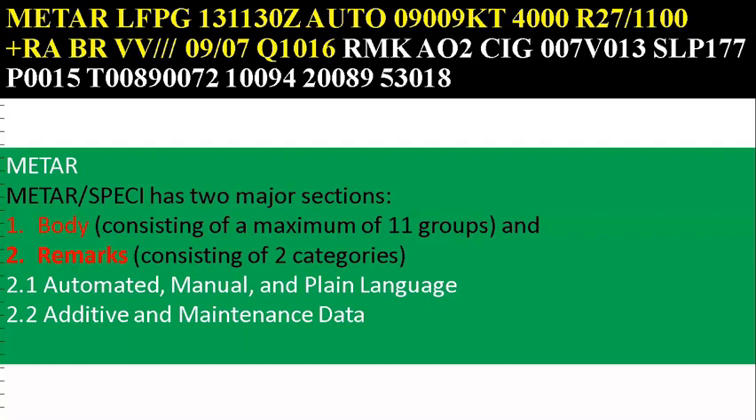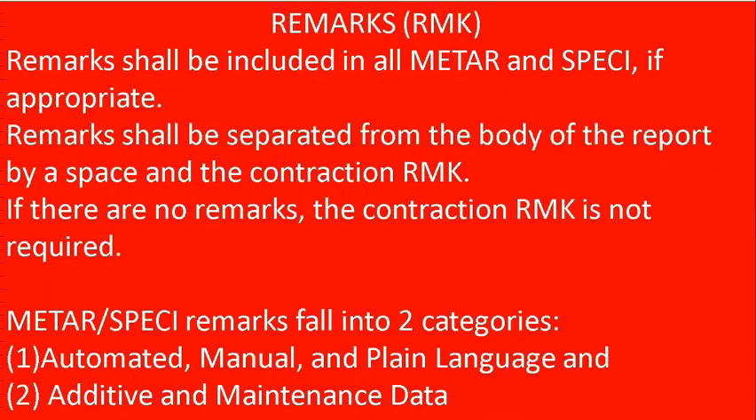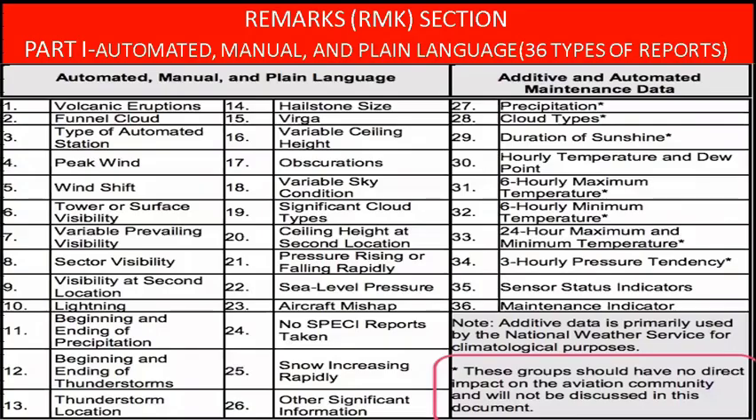Now we will discuss the white part, which is the remarks section. Remarks shall be included in all METAR. Remarks shall be separated from the body of the report by a space and the abbreviation RMK. If there are no remarks, the abbreviation RMK is not required. There are 36 different types of report you will see in the remarks section, and they are listed in the table below.